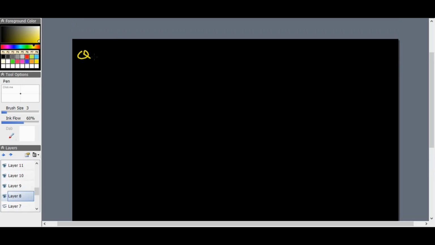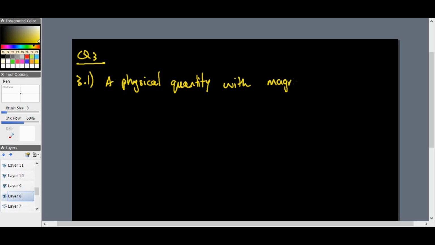Alright, question 3. So a vector is, first of all, a physical quantity. The first part of this definition, it's a physical quantity, with magnitude and direction. Don't write this little ampersand symbol that you see on your keyboard above the number 7. Don't do that in your exam. Rather write A and D.